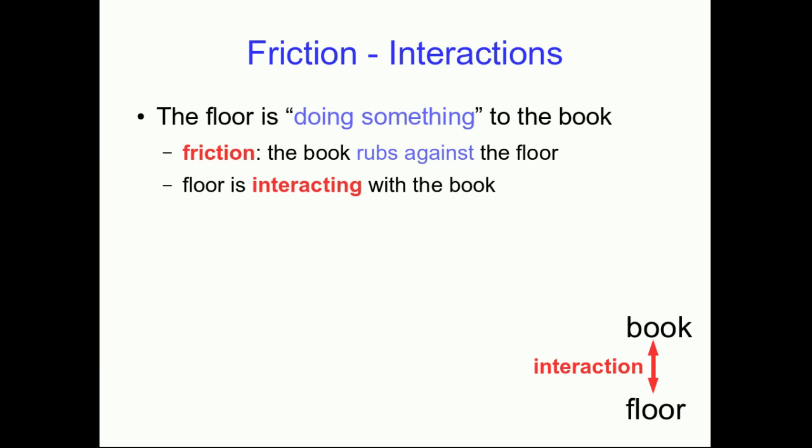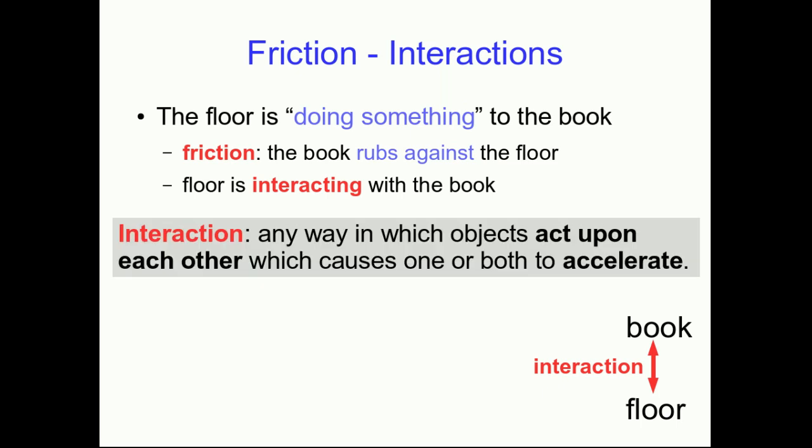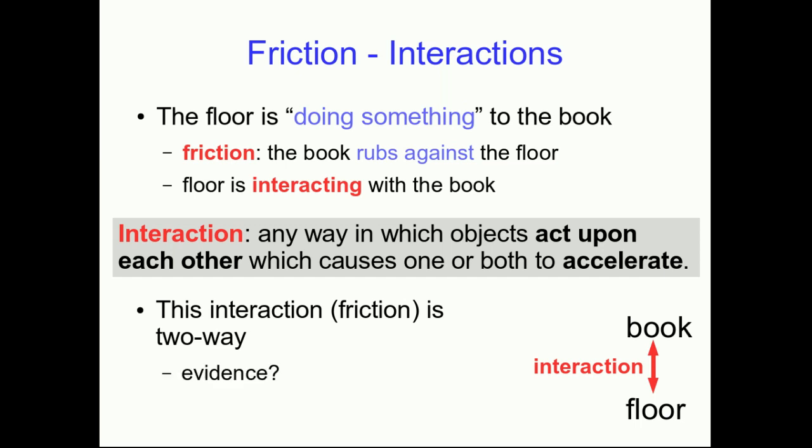And this is a two-way thing. The book is interacting with the floor, and the floor is interacting with the book. And for now, we're going to say that an interaction is any way in which objects act upon each other, which causes one or both of them to accelerate. So I'm saying here that this is a two-way interaction. Now, from what we just observed, there's not really any evidence of that, right? All we see is that the book is slowing down.